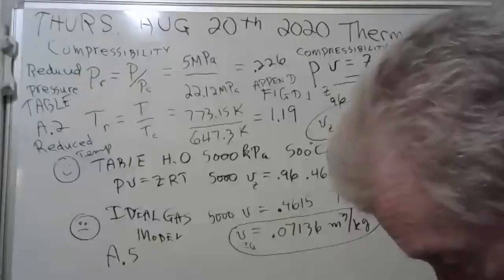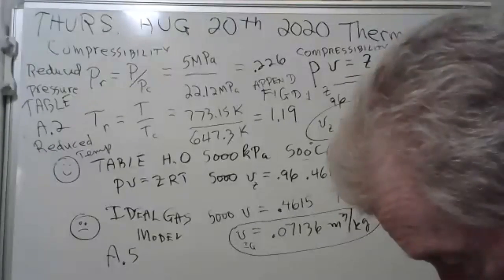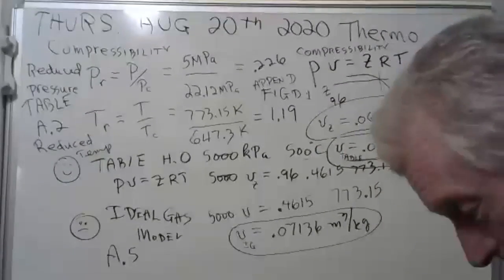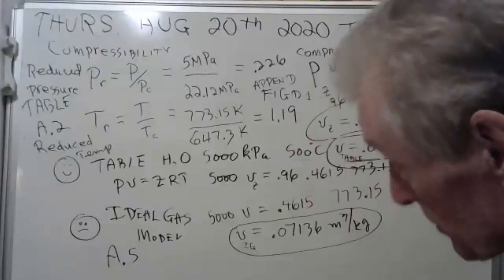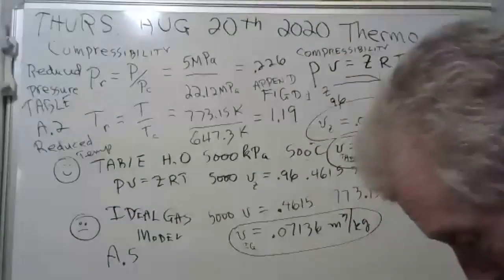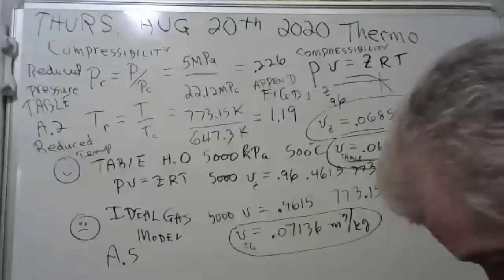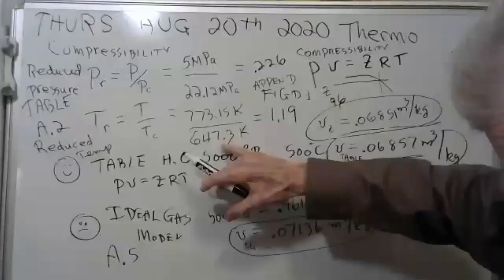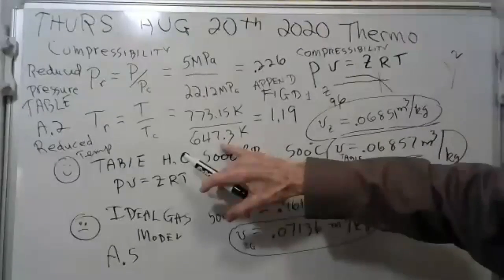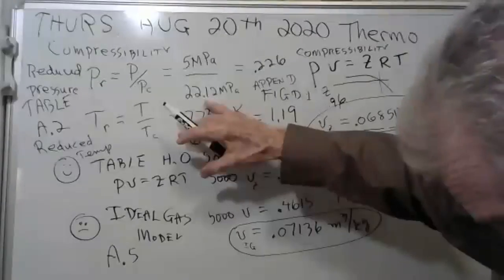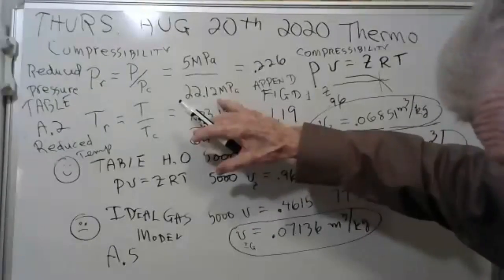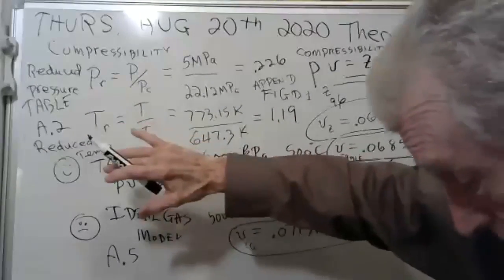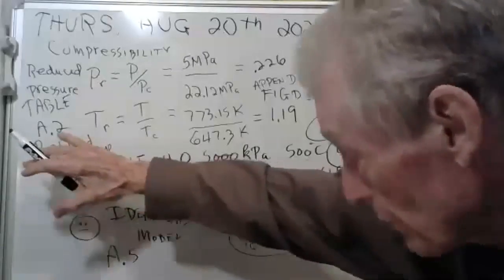Wrong table, guys. Sorry to lie to you. Let me find the right table. Yeah, here we go. It's table A.2. I did that part right. And when you find water there it is. It's 647.3 Kelvin is the critical temperature, and 22.12 megapascals is the critical pressure for water on table A.2.